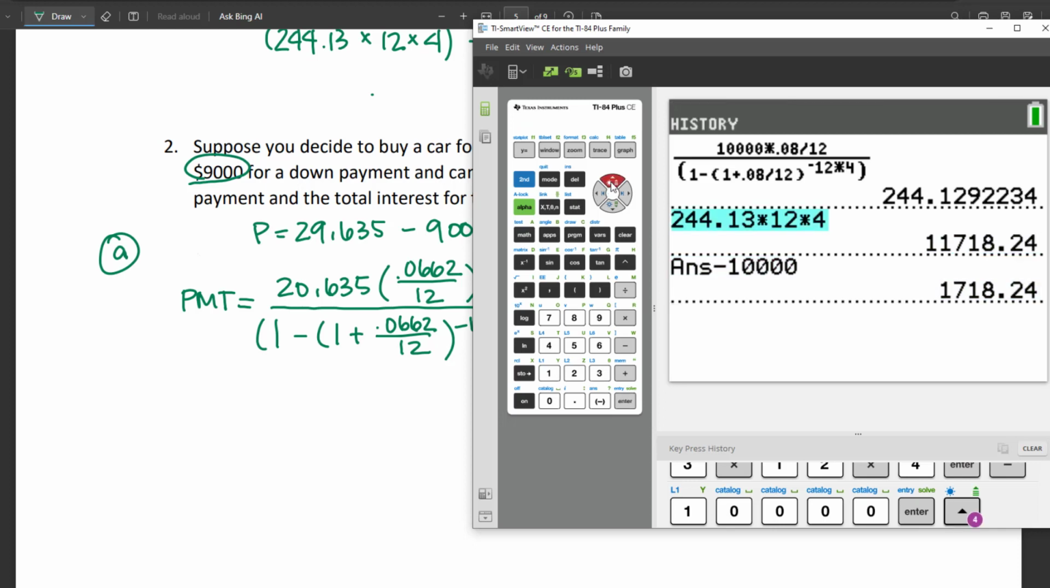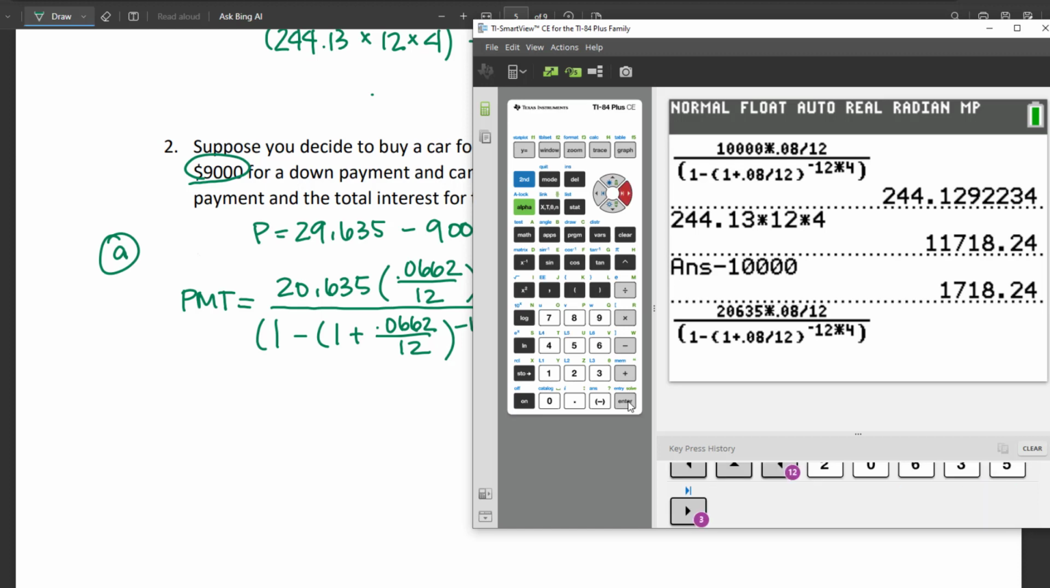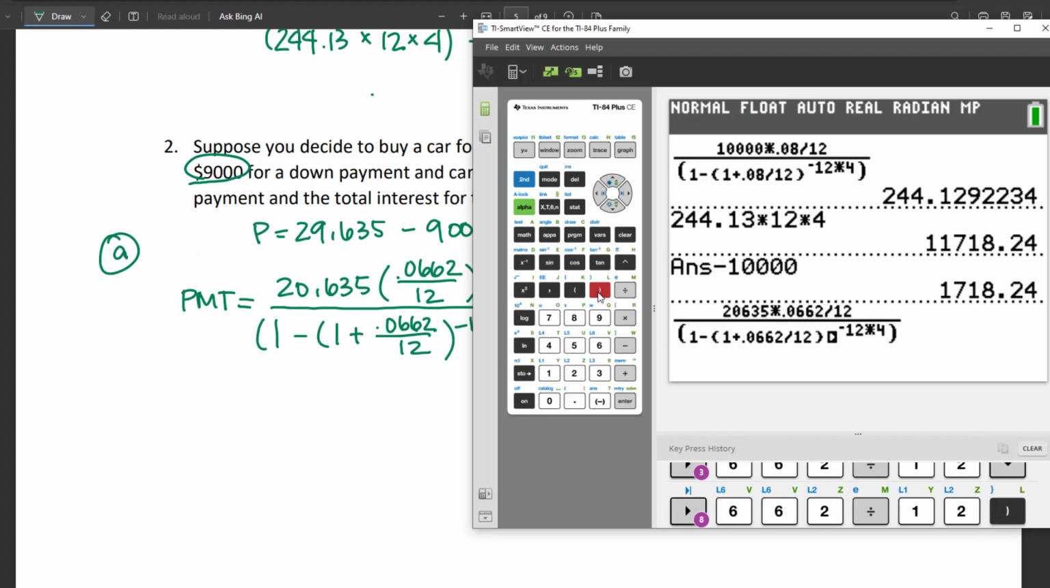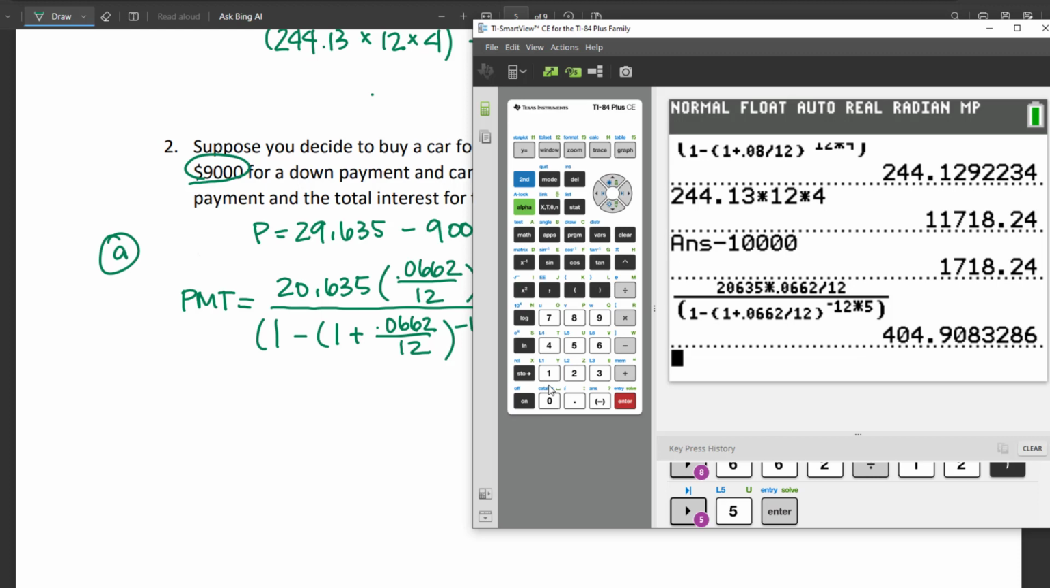Okay, I'm going to go up and highlight our formula. And we're going to change our pieces. So 20,635 times 0.0662 divided by 12. Then we've got 1 minus 1 plus 0.0662 divided by 12. Those are parentheses. Negative 12 times 5 for 5 years. Our car payment is $404.91.